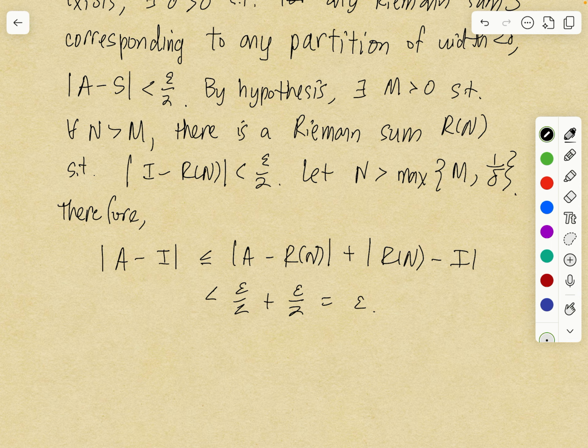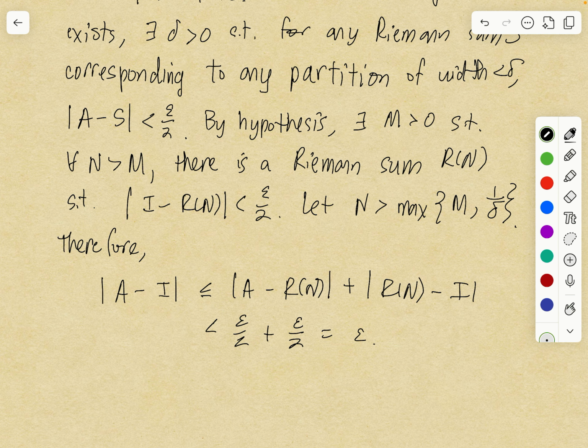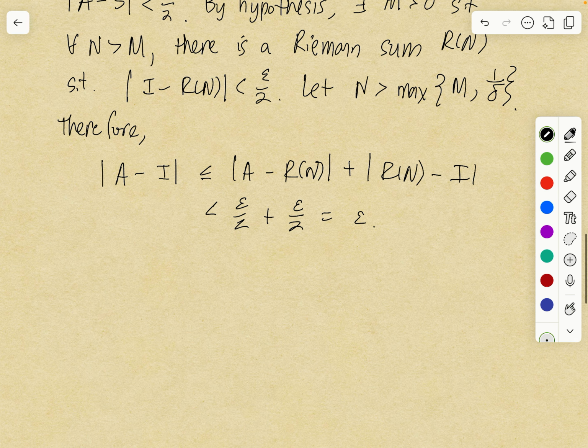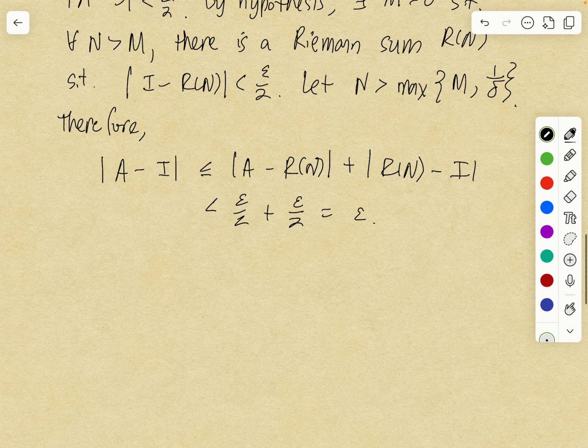Maybe to make the proof a little better, after "n greater than max of m and 1 over delta," I should have said, okay, let R of n be a Riemann sum such that the absolute value of I minus R of n is less than epsilon over 2. I mean, this is sort of implied. So, yeah, that proves the lemma.